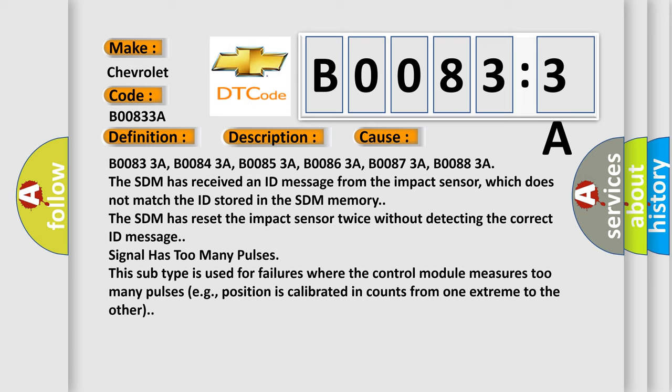B0083A, B0843A, B0853A, B0863A, B0873A, B0883A. The SDM has received an ID message from the impact sensor, which does not match the ID stored in the SDM memory. The SDM has reset the impact sensor twice without detecting the correct ID message. Signal has too many pulses. This subtype is used for failures where the control module measures too many pulses, e.g., position is calibrated in counts from one extreme to the other.